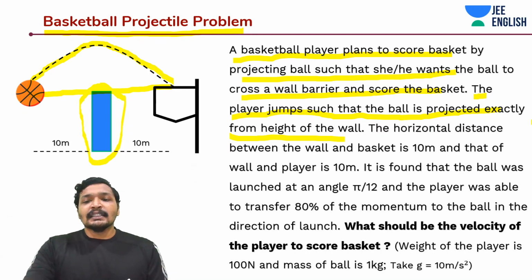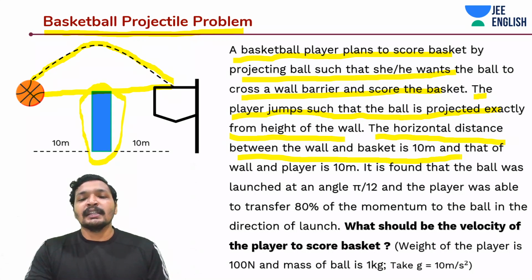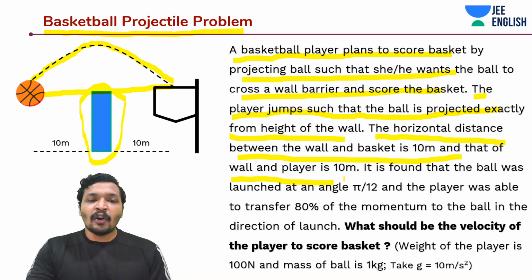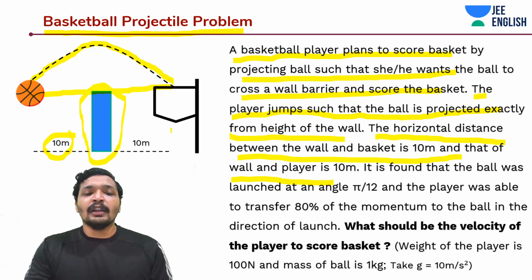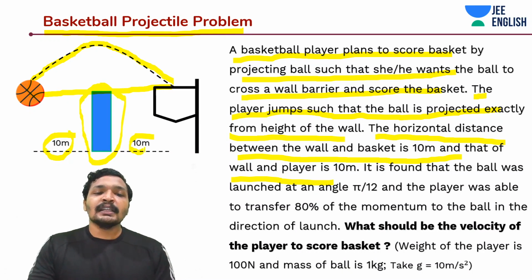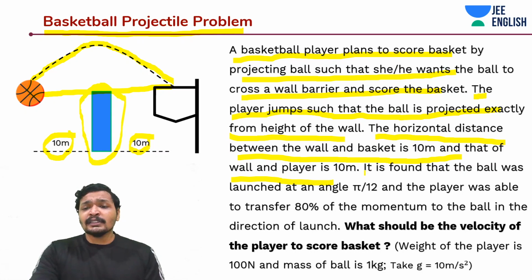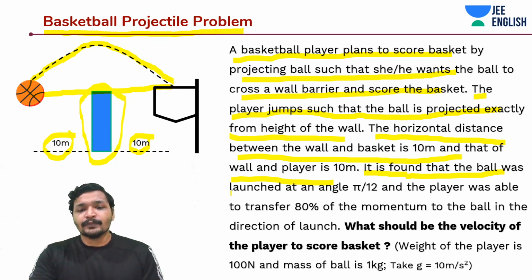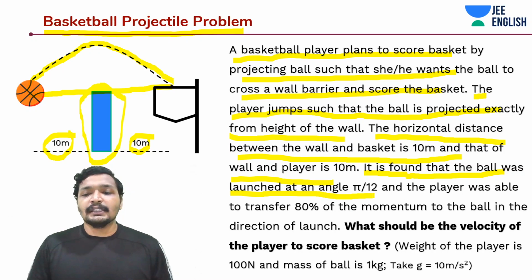The horizontal distance between the wall and the basket is 10 meters, and that of the player and the wall is 10 meters. Now, it is found that the ball was also launched at a certain angle, pi by 12, which is nothing but 180 by 12, which is nothing but 15 degrees.